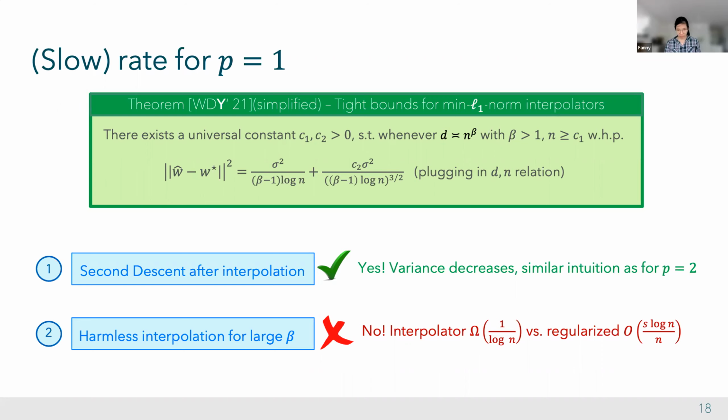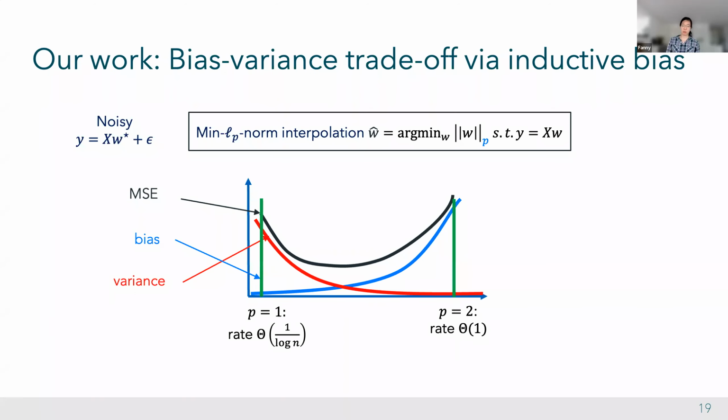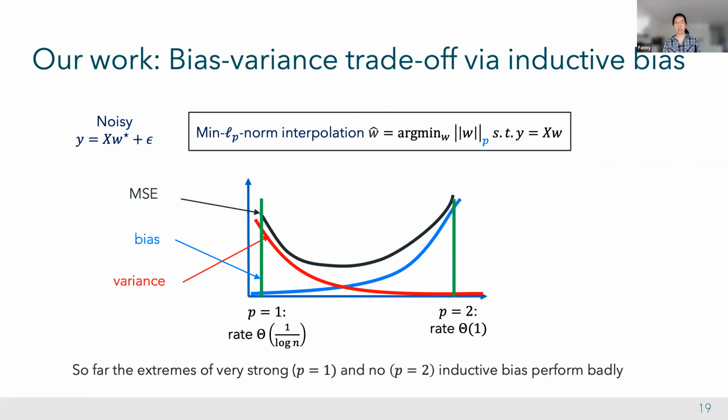And so this is what we've seen so far. For p equal to 2, we have a constant rate. For p equal to 1, we have a very slow rate, but it is a bit better than p equal to 2, in particular because the bias is better. But the question is, of course, can we do something, can we have interpolators between 1 and 2 that could have a rate that is more comparable to the regularized case, to the lasso?